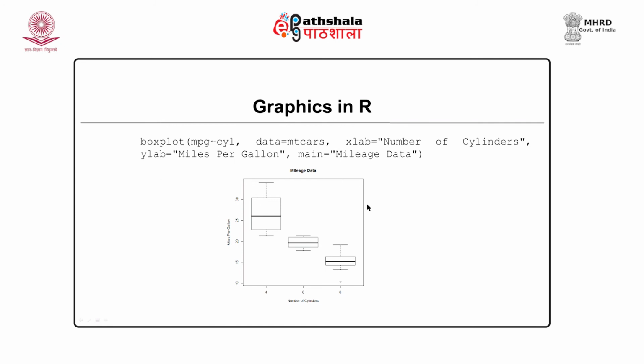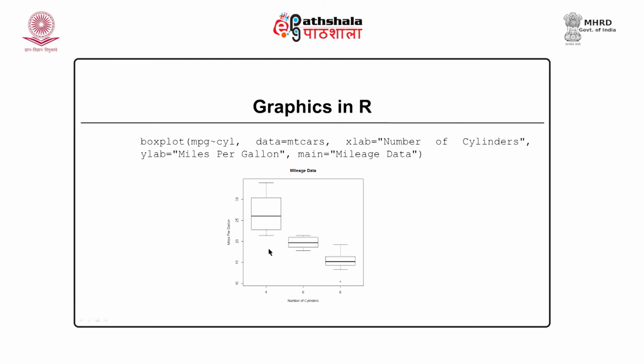First, let us understand what this is. You can see there is the number of cylinders on the x axis and miles per gallon on the y axis, and there is a box plot. For the value 4, we get some kind of box. For the value 6, when the number of cylinders is 6, we get some kind of box plot, and so on.